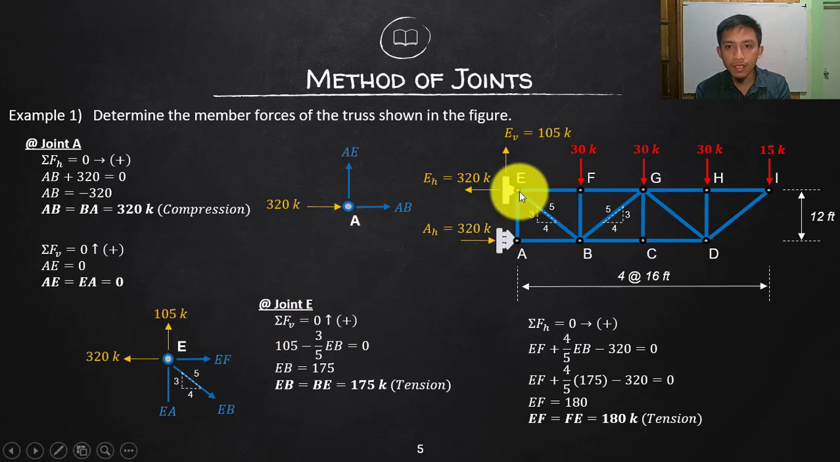So we have here a connected EF, horizontal, so away, and then the downward diagonal, which is EB, so away. By the way, if you try to notice, I always name the force starting from the letter of the joint I am considering. So that is A. So everything will be starting from A: AE, AB. That is E: EF, EB, EA. So that is how I will name. That's why it is important for us to know that AB is equal to BA, or EA is equal to AE.